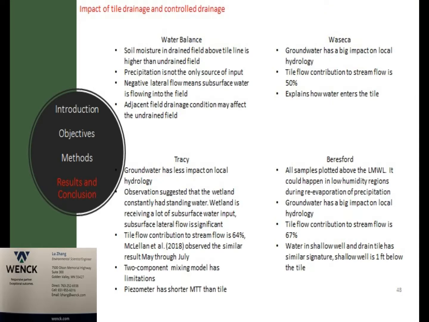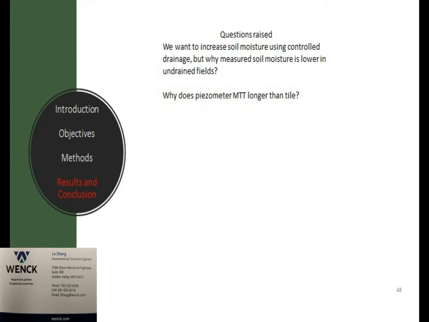So now we have the conclusions, the results from all of the studies that we went through and are pulling together. There are a couple main points, and there are also questions raised. This is just a summary page of all the main points from all the studies. The question raised is that we want to increase soil moisture using controlled drainage, but why is measured soil moisture actually lower than on the drained field, and why is the piezometer mean transit time longer than the tile?